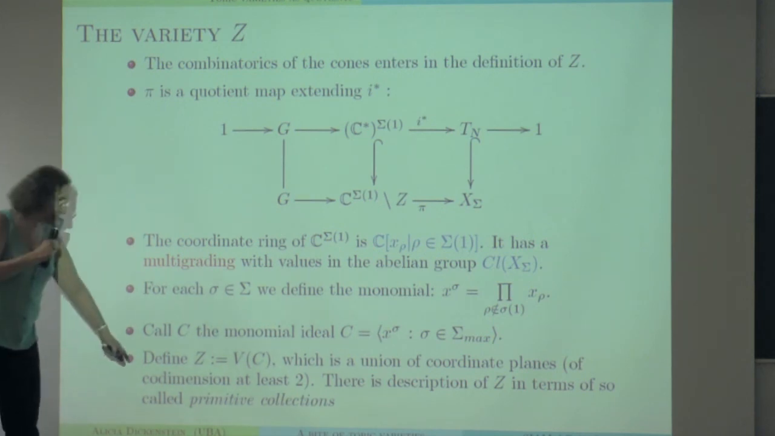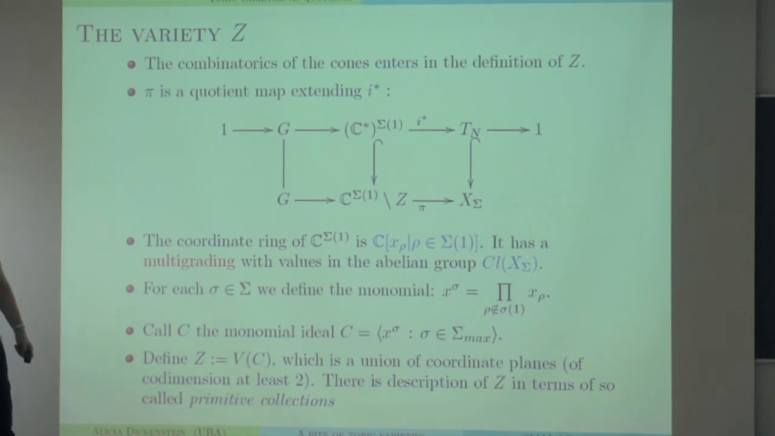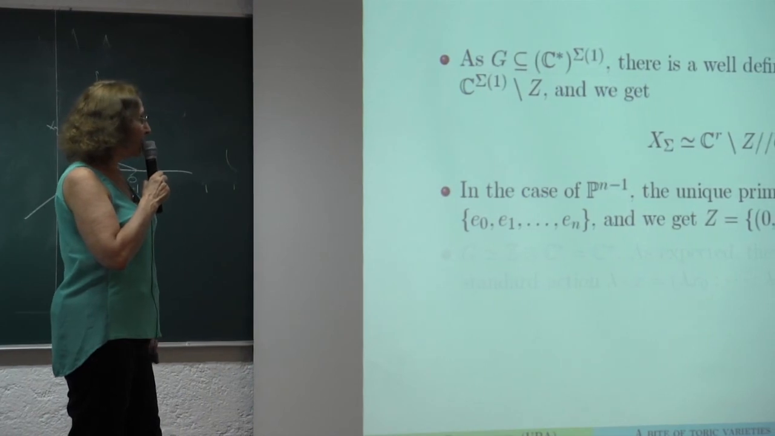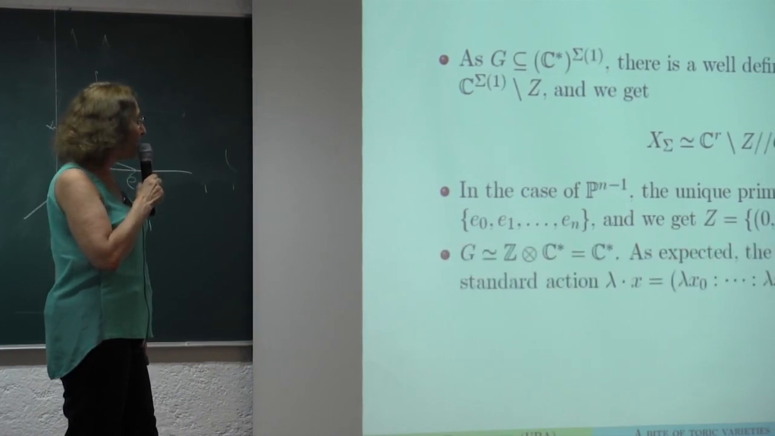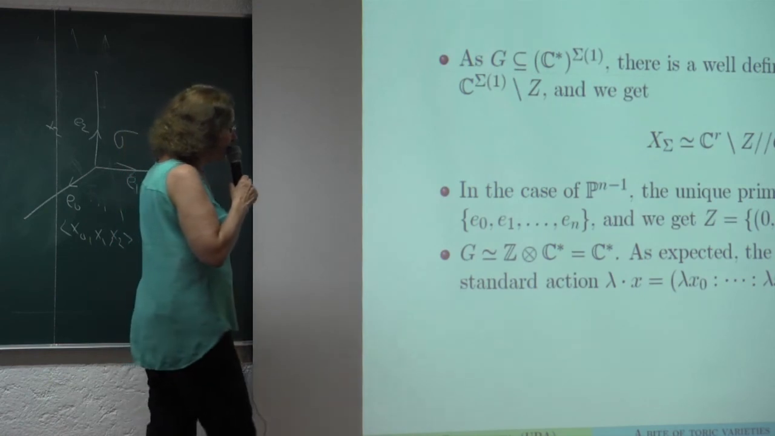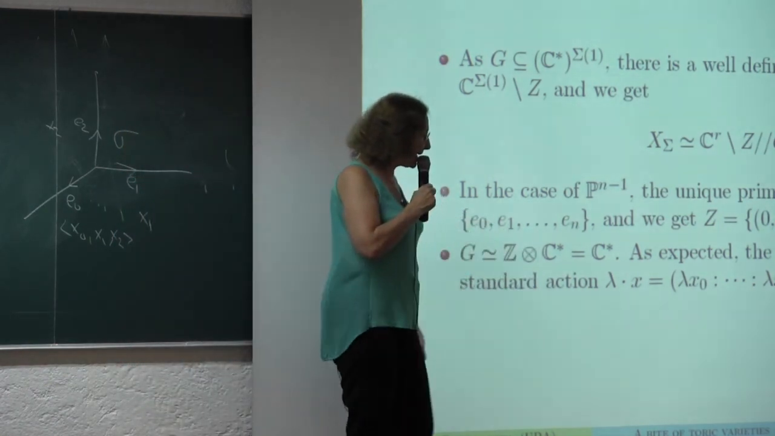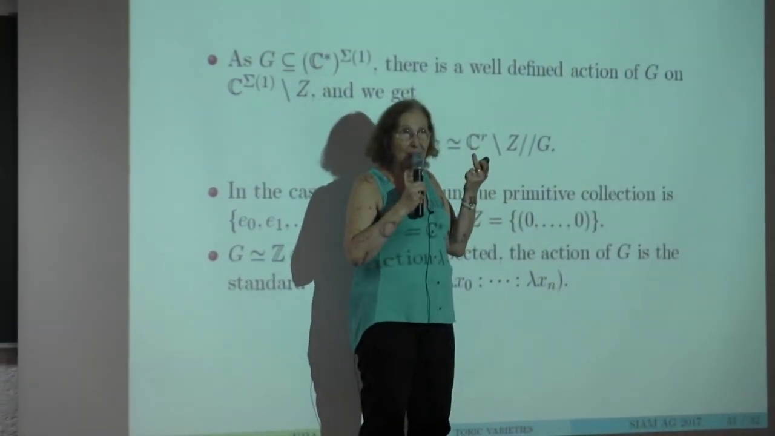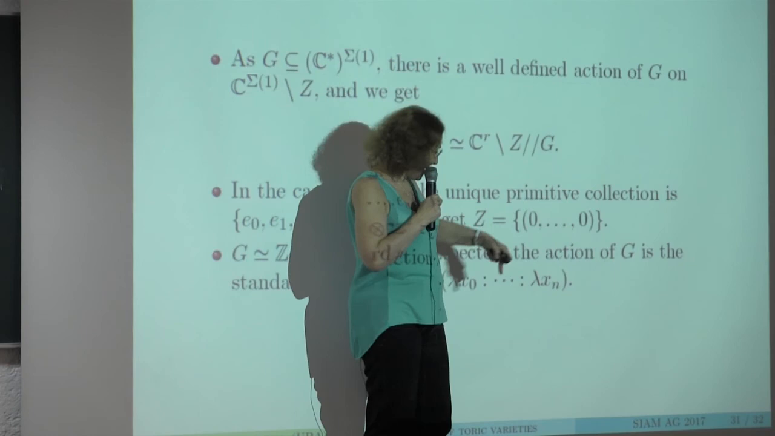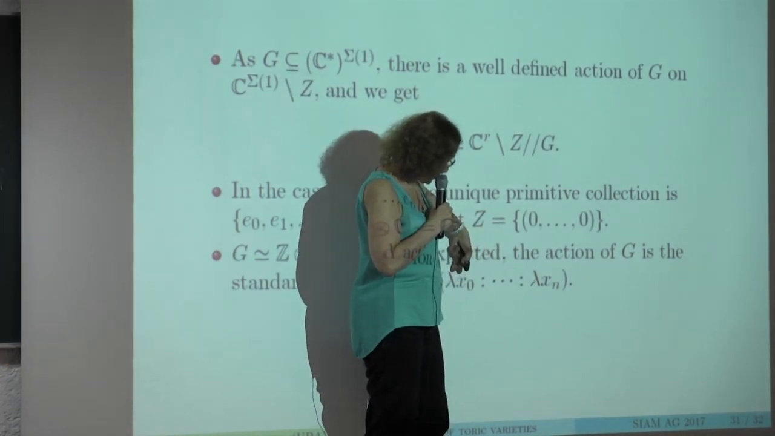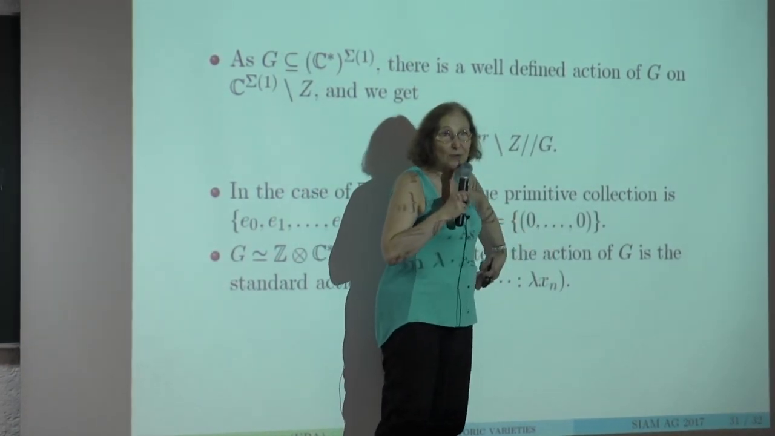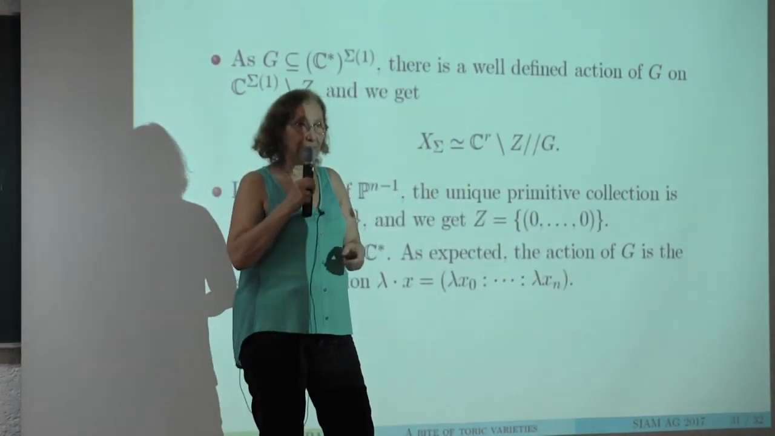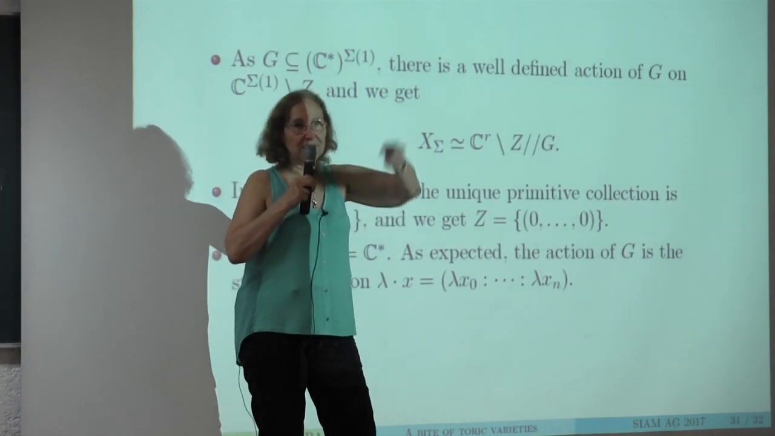But using this, it's easy to see that this has codimension at least two. And for projective space, we get exactly what we had from the very beginning. And so the group is C star, and the action is D star. And there is only one lambda acting because the class group is Z. There is lambda to the one, lambda to the one, this is 1, 1, 1, 1, which means that the sum of 1 times e_i is equal to 0. So in general, you would have other integers and they will show up here.